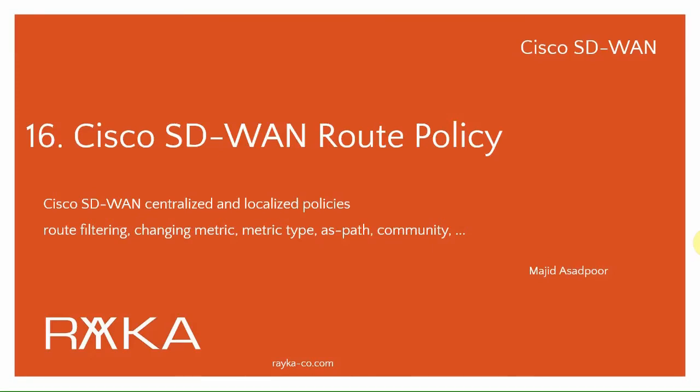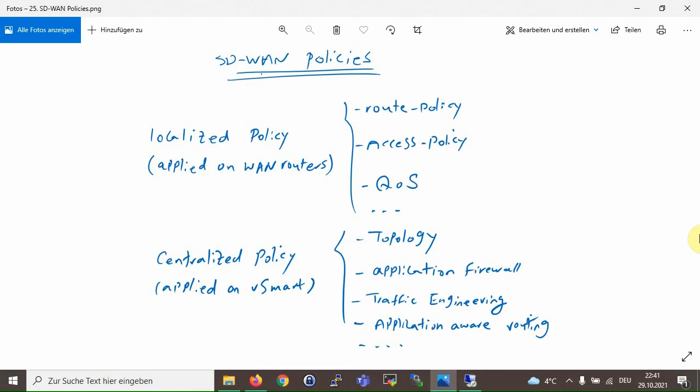Cisco SD-WAN Route Policy is a tool for route manipulation, route filtering, changing metrics or metric type, adding community, and changing AS path are some of the manipulation tasks that we can apply while receiving or advertising routes. We use policies to do many tasks in SD-WAN infrastructure.